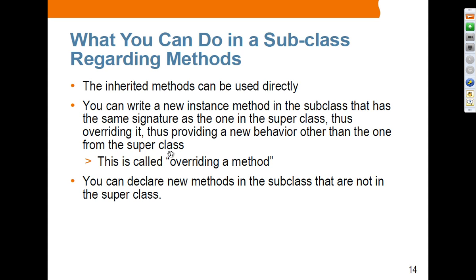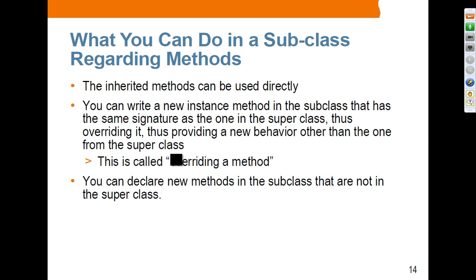In a child class you can override an existing method in a parent class by providing the same method signature, and it is called overriding a method. It will actually provide some polymorphic behavior, which we are going to talk about later in detail. We'll see an example of this overriding method in a few seconds. So you can declare new methods in the subclass that are not in the superclass, of course.